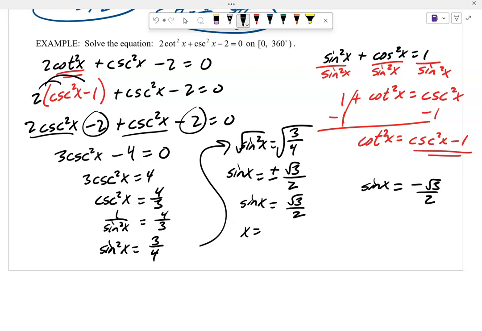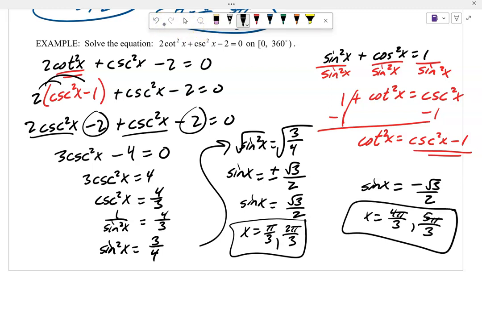Well, we know this happens. The sine of pi/3, or 60 degrees, is root 3 over 2. We also know sine of 2 pi/3, 120 degrees, is also root 3 over 2. And we know the negative happens at 4 pi/3 or 240 degrees, and at 5 pi/3. And there's all 4 of our solutions.